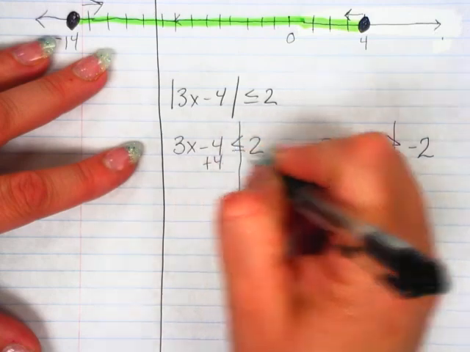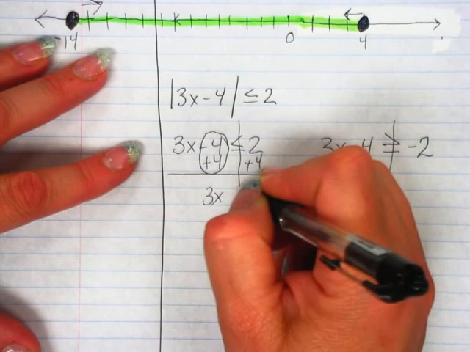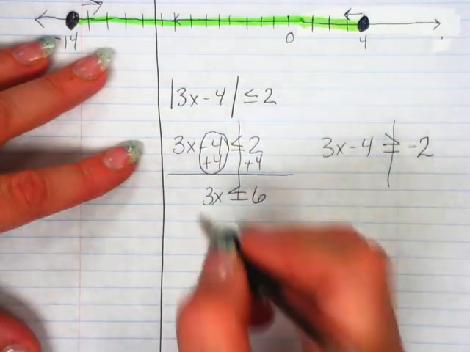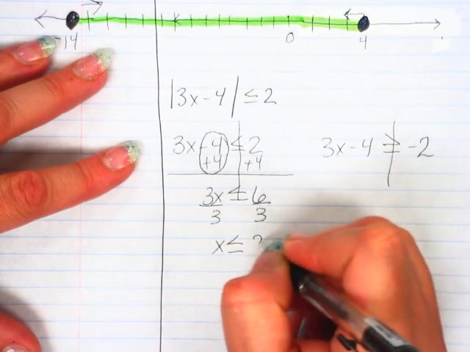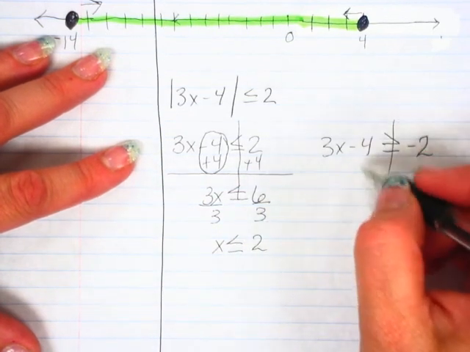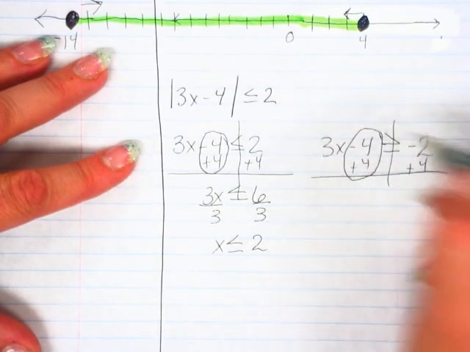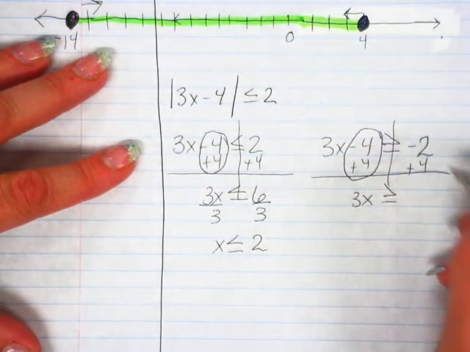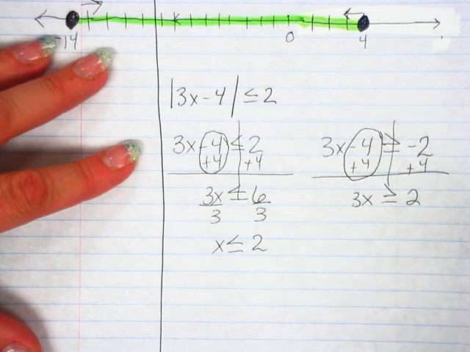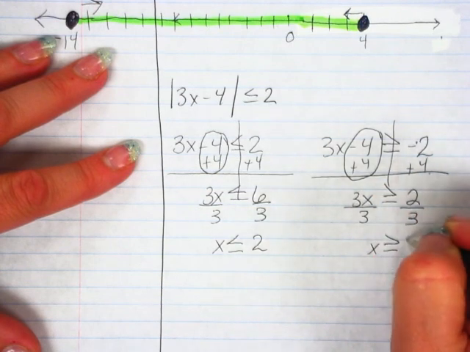Negative 4, we're going to add the 4 to both sides. This gives me my 0, and I'm left with 3x is less than or equal to 6. Divide by the 3. x is less than or equal to 2. Okay, again, I'm going to add the 4 to both sides, and you're going to follow the same steps as before. That gives me a 0, and I'm left with 3x is greater than or equal to a positive 2. Negative 2 and a positive 4 makes a positive 2. Divide by 3. x is greater than or equal to 2/3.